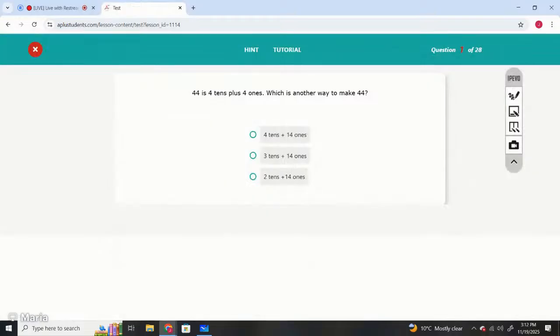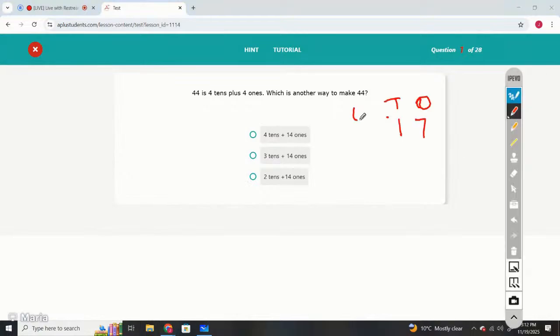44 is 4 tens plus 4 ones, right? Look at the 44. We have 4 ones and 4 tens. We need to find another way to make 44. Start with the first option, right? The first option is 4 tens and 14 ones.